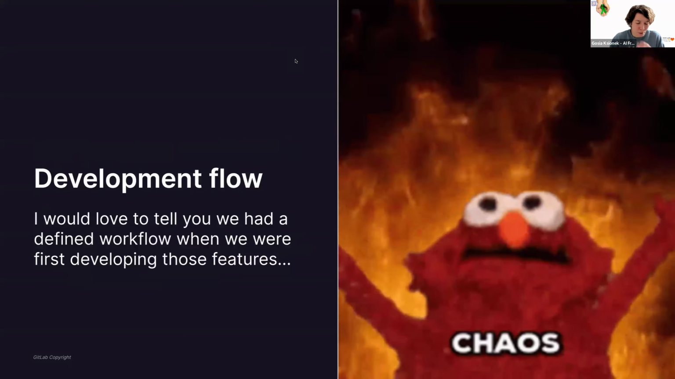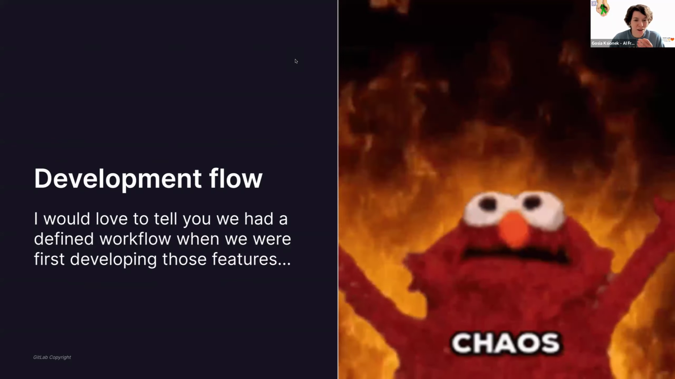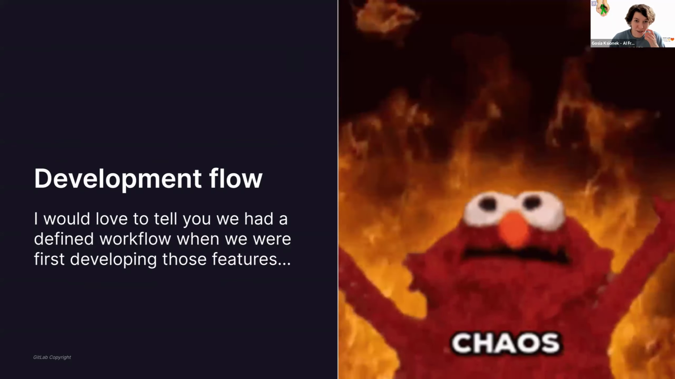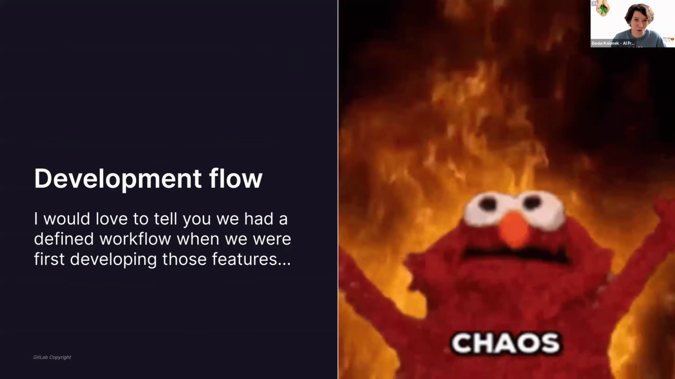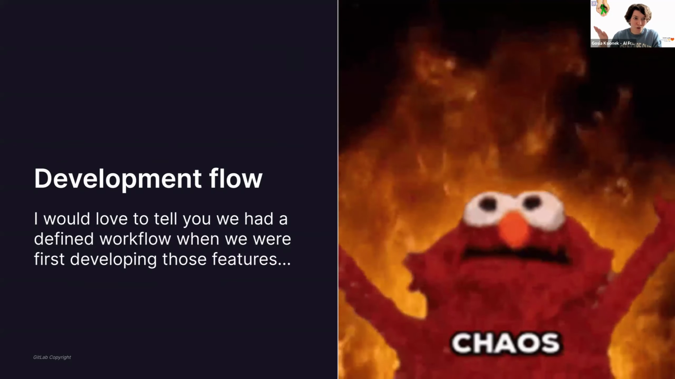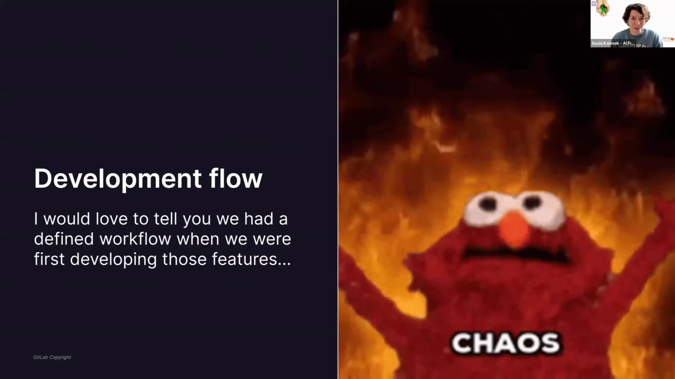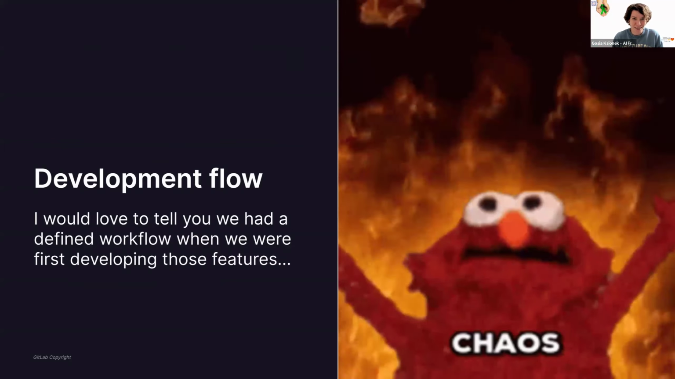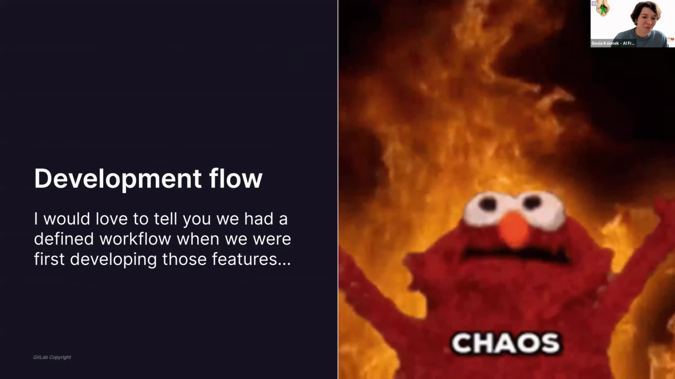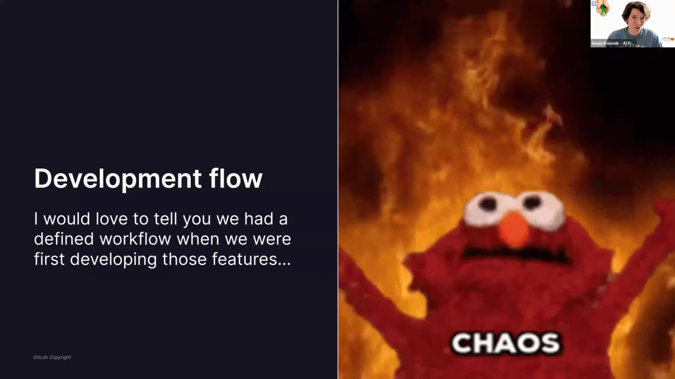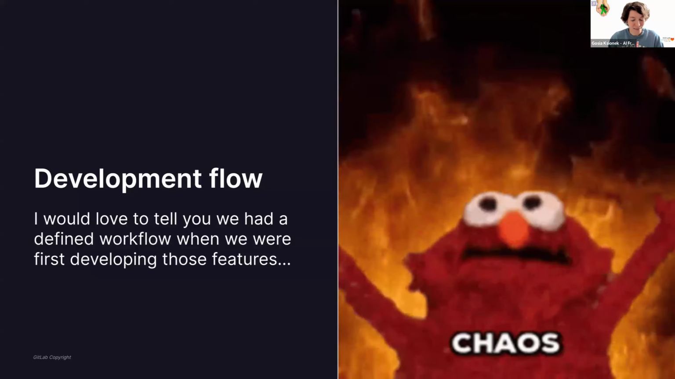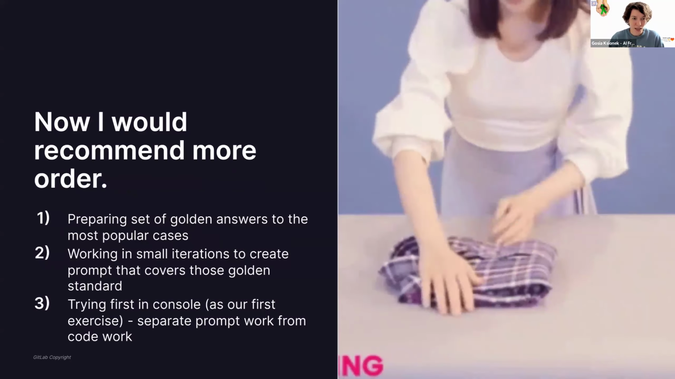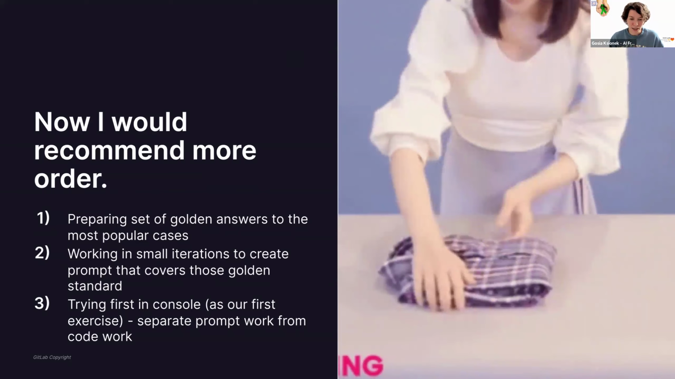And Sean is asking what the development flow was when we were developing features. I would love to tell you that we had a very defined workflow when we were first developing features, but the truth is that it looked more like this GIF when we started working on AI features. We were just trying to make it work, and we didn't have a very strict development flow. However, now that we are about 1 year later, I would recommend a little bit more order.